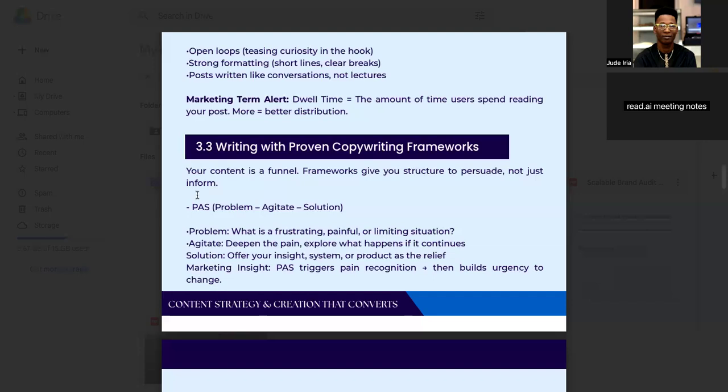In your content writing, in everything you are doing, deepen the pain. After the hook, let's say you are broke, the target audience knows, I am broke. Now explain how the person is broke and how being broke is going to ruin that person's life. Then you can create your solution from that. Offer your insight, system, or product as the relief. That's the PAS trigger: pain recognition, then build urgency to change. You get the point now.